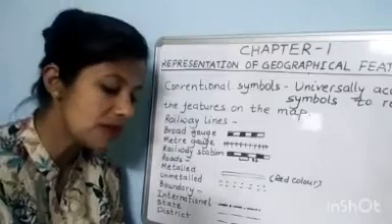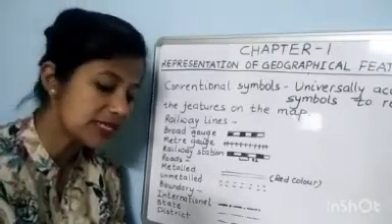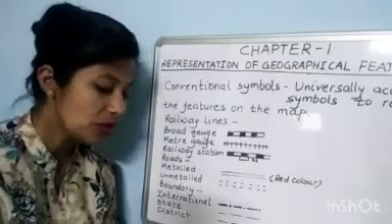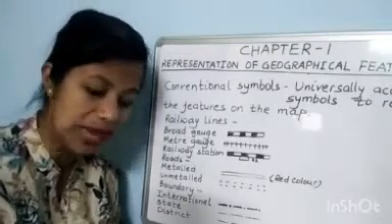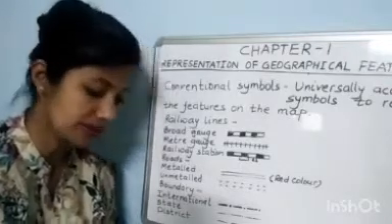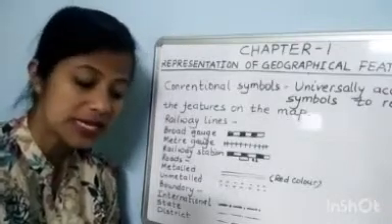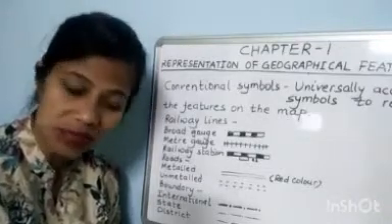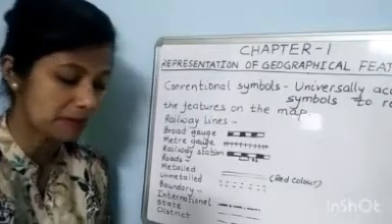Every map has a legend or key, wherein all symbols, shapes and colors used in the map are shown for ready reference. Legend means the key of conventional symbols and colors given at the bottom of the map.